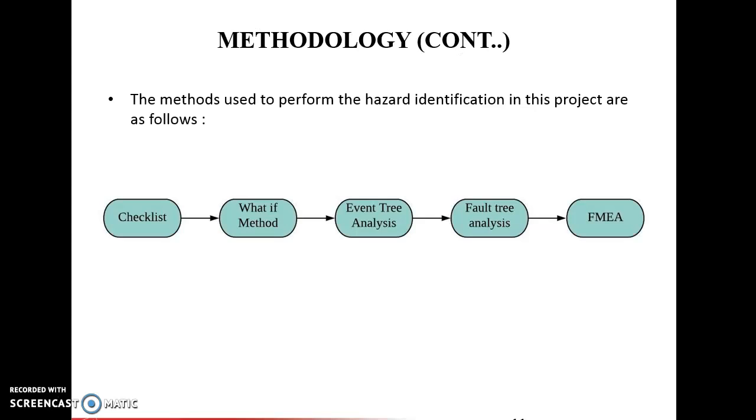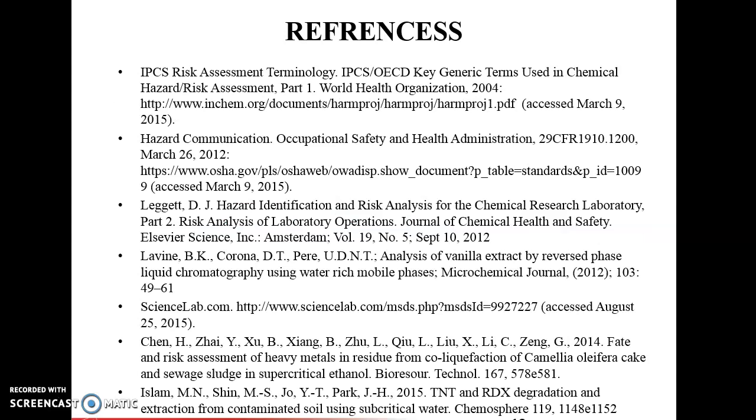The methods that we are going to use to perform the hazard identification in this project are the checklist, what-if method, event tree analysis, fault tree analysis, and FMEA method. And this is some of the references that I refer to, and I get the information from these references.